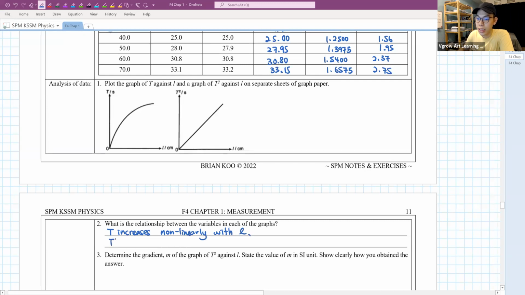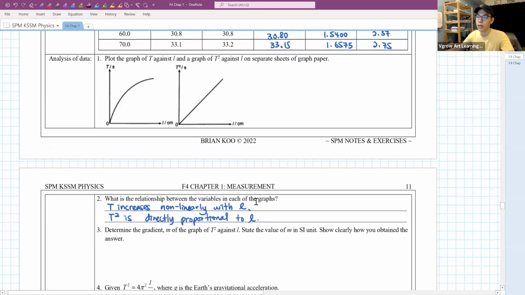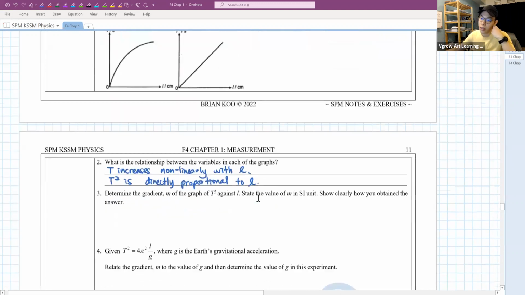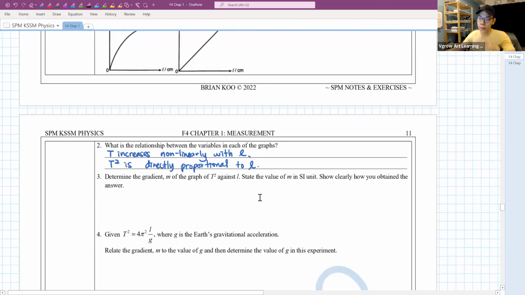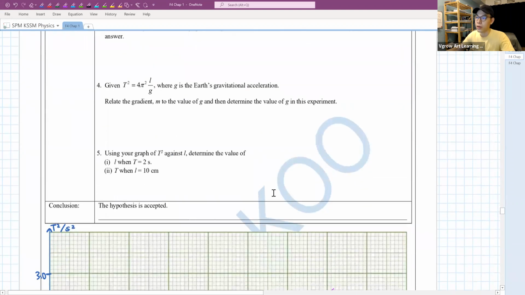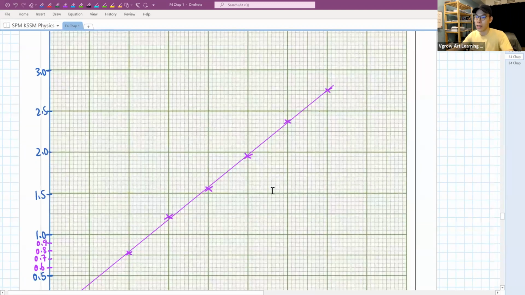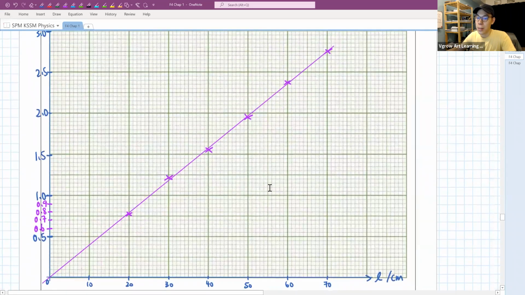The second graph, t squared is directly proportional to L. Okay, t squared is directly proportional to L. Then we need to determine the gradient. Let's quickly go and find out the gradient first.